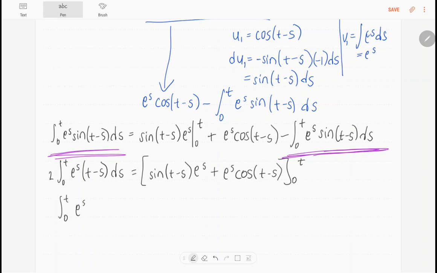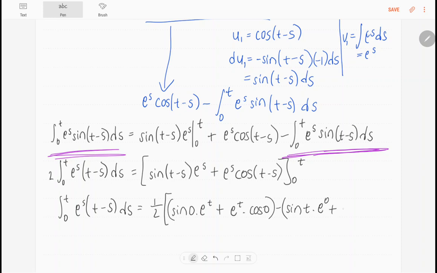So the integral from 0 to t of e to the s sin(t minus s) ds. On the right I have a half, and then in the brackets I'm going to substitute in my bounds. So I'm going to have sin of t minus t, so it's sin of 0 multiplied by e to the t, plus then I have once again e to the t multiplied by cos of t minus t, which is just going to be cos of 0 as well. And then for when we substitute in our bottom bound, we have sin of t minus 0, so it's just going to be sin of t multiplied by e to the 0, plus then we have e to the 0 multiplied by cos of t.